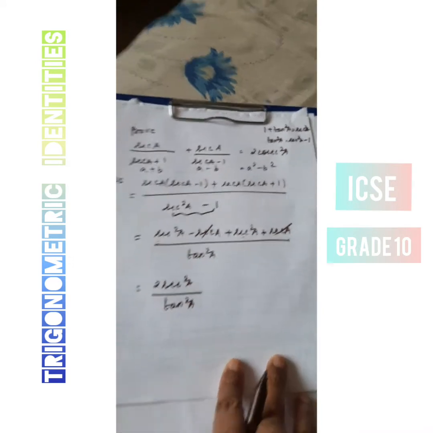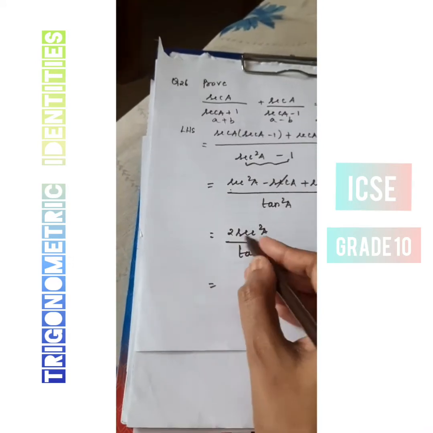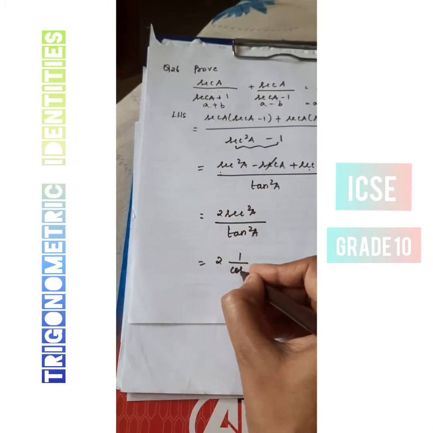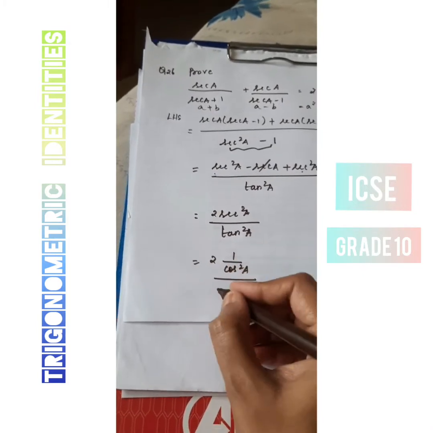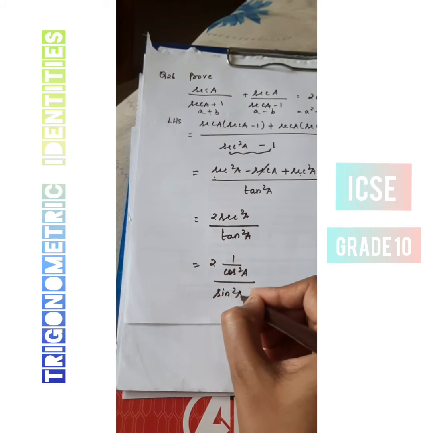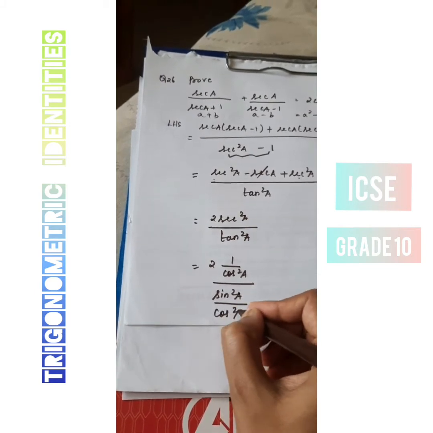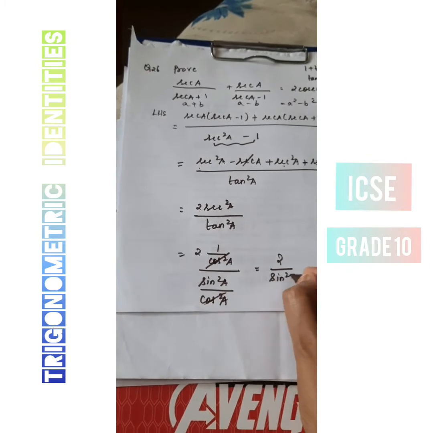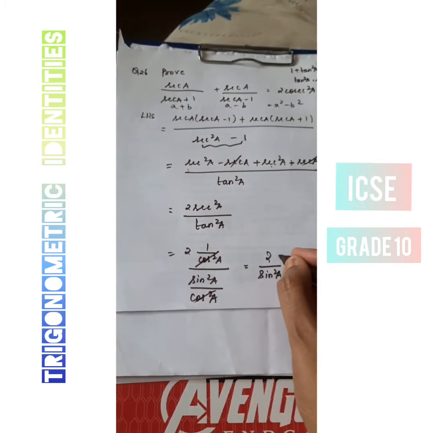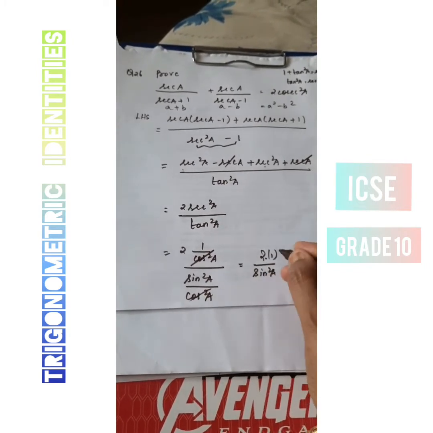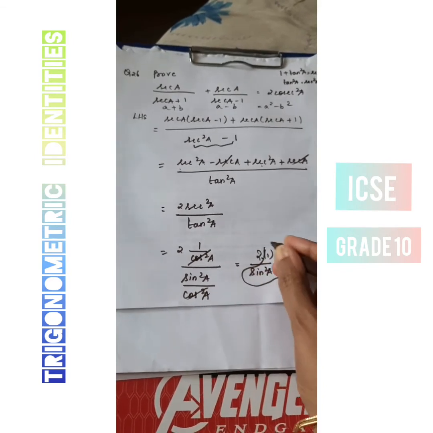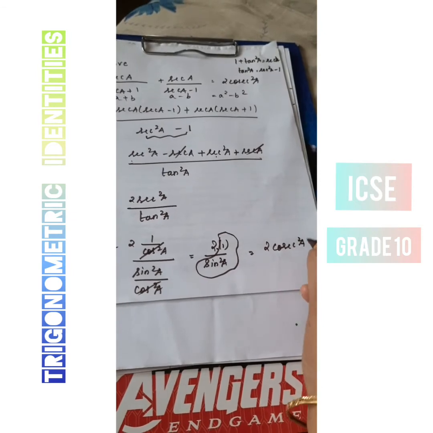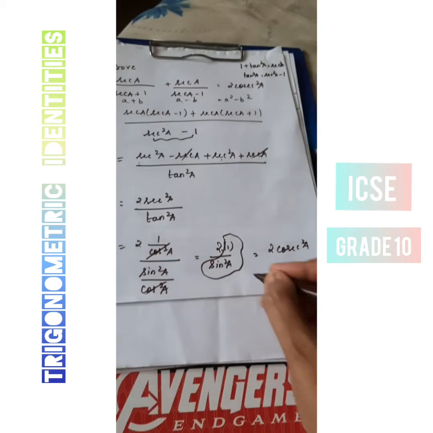So secant is a reciprocal of cos. So 2 into 1 by cos square a, and tan square is sine square by cos square. Both the cos squares will go off. That's going to be 2 by sine square a, which is the reciprocal of cosecant square. So that's going to be 2 into 1, which is 2 cosecant square a. And that's the RHS, hence proved.